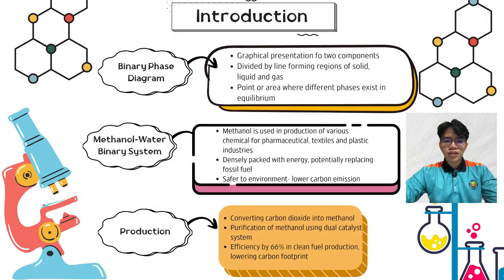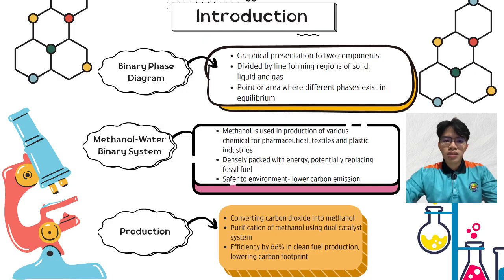A binary phase diagram is a graphical representation of two components, like methanol and water. It is divided by lines forming regions of solid, liquid and gas. By studying this diagram, we can identify at which point or area different phases exist in equilibrium.